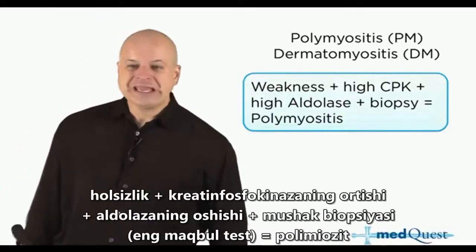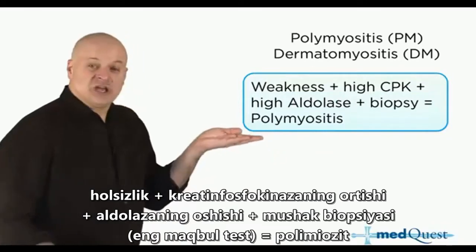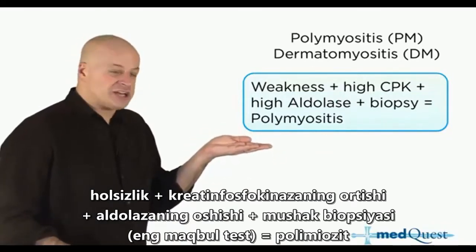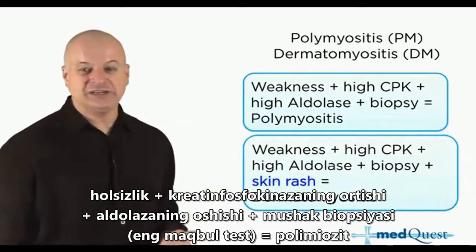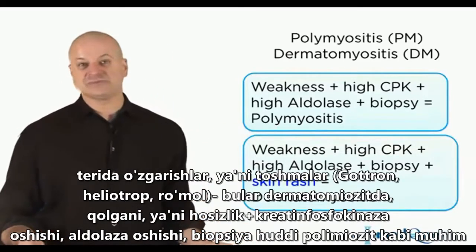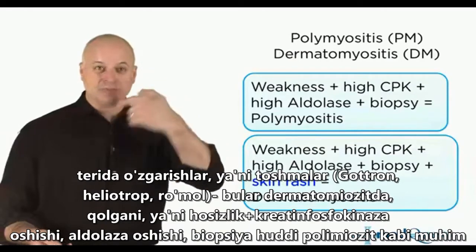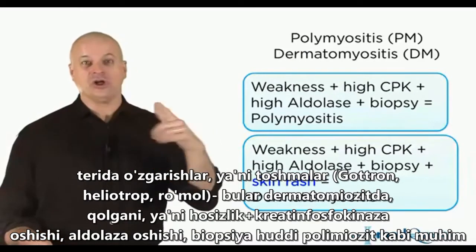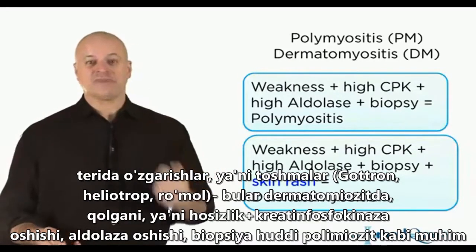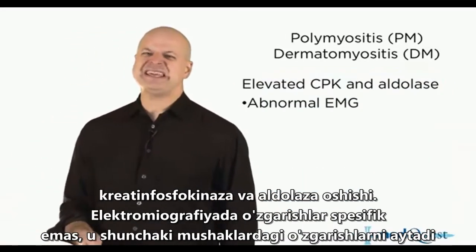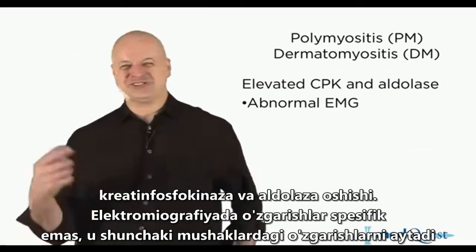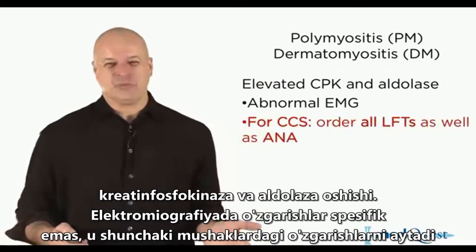Dermatomyositis. Now, weakness and high CPK and aldolase. Muscle biopsy is the most accurate test. Now, remember, if you toss in some skin findings, Gottron, heliotrope, shawl, then it's dermatomyositis. Now, the other thing is the EMG is not specific, except it just tells you there are abnormalities in the muscles in some way.